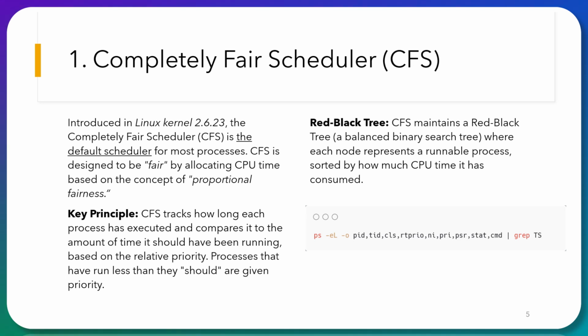The Completely Fair Scheduler, or CFS, is the default and works well for general purpose workloads. CFS is designed to ensure fairness. All processes get CPU time proportionally to their priority. It uses a data structure called a red-black tree, where each process is stored by how much CPU time it has already received. Processes that have had less CPU time are moved to the front. CFS constantly calculates virtual runtime for each task to track fairness. This ensures no process is starved and time sharing is smooth.